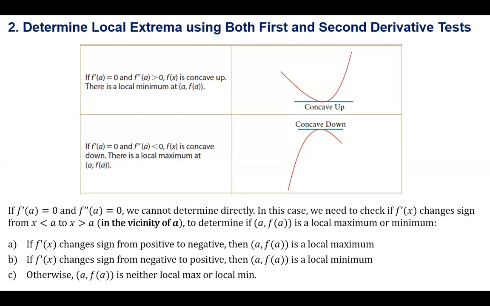You understand? So if you find the second derivative is also 0, then you need to go back to the method we have discussed in our previous lesson. Check the sign of the first derivative before and after that point. Any questions?